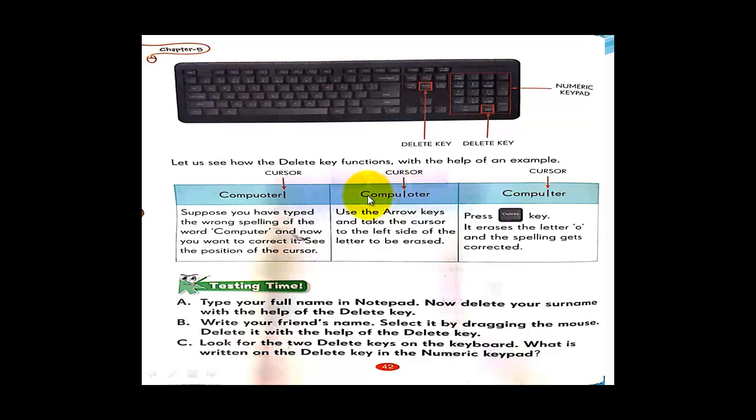Now this O is extra in the word computer, so if you want to delete this letter O, you should bring the cursor to the left using the left arrow key. Then press the delete key. It erases the letter O and the spelling gets corrected. That is COMPUTER, computer. Okay.